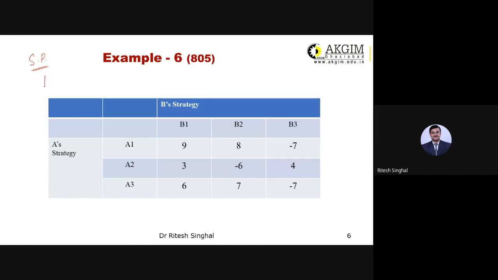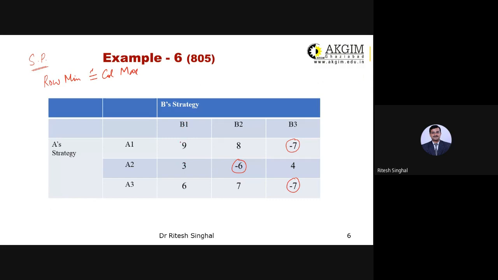I think you know what is saddle point. Saddle point is a situation where row minimum coincides with column maximum. So first we have to check this saddle point. In the first row, the minimum value is -7. In the second row, the minimum value is -6. In the third row, the minimum value is -7 again.